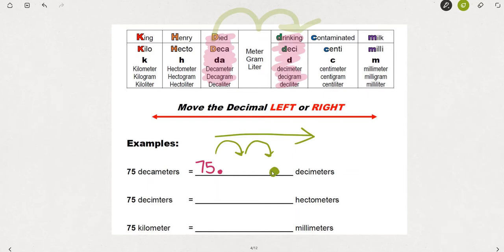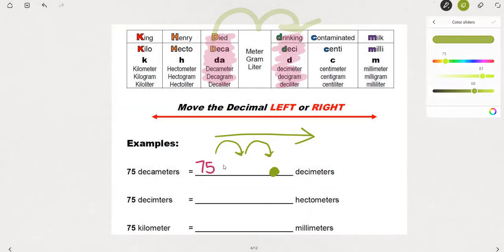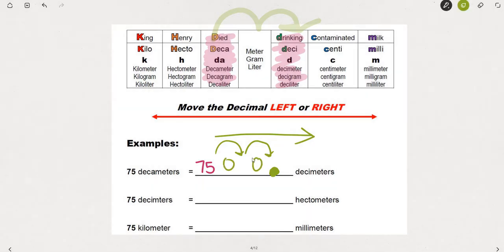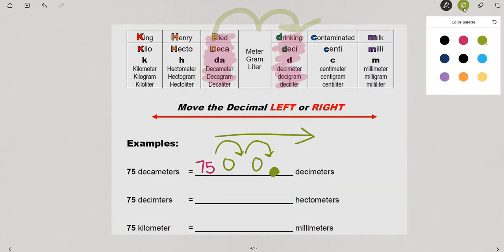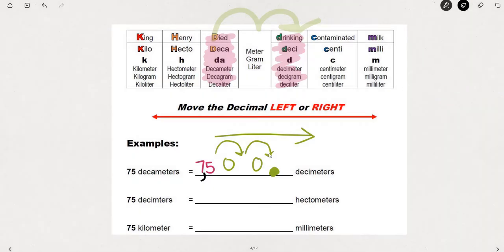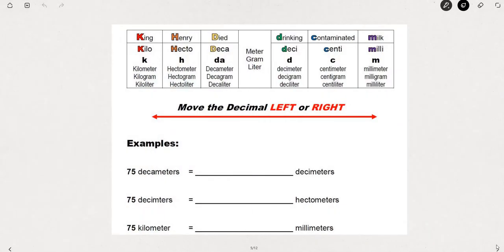That would put the decimal here. And then we need to insert zeros as placeholders. So it looks like 75 decameters is going to be equivalent to 7,500 decimeters. Let's try another example just to make sure everyone has the hang of this.